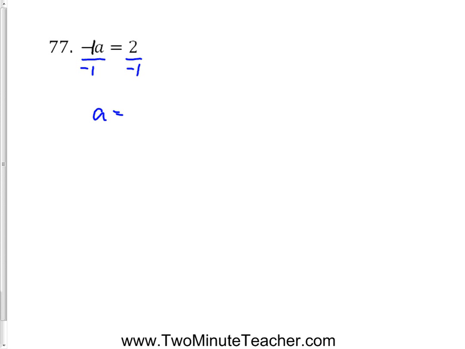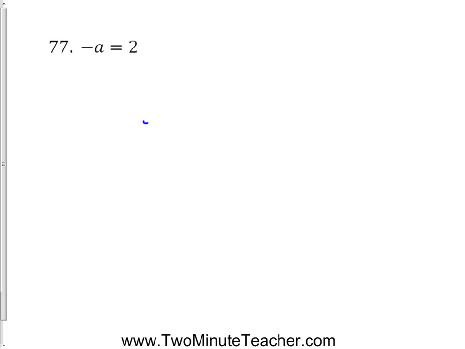And so I'll have a is equal to 2 divided by negative 1, which would be negative 2. Now, some people prefer to just think of this as, well, if negative a is equal to 2, a is equal to negative 2. That's fine. But really, you can just think of this as a negative 1 that you have to get rid of. And you do it the same way you get rid of other things that are being multiplied by a. You can divide by it.